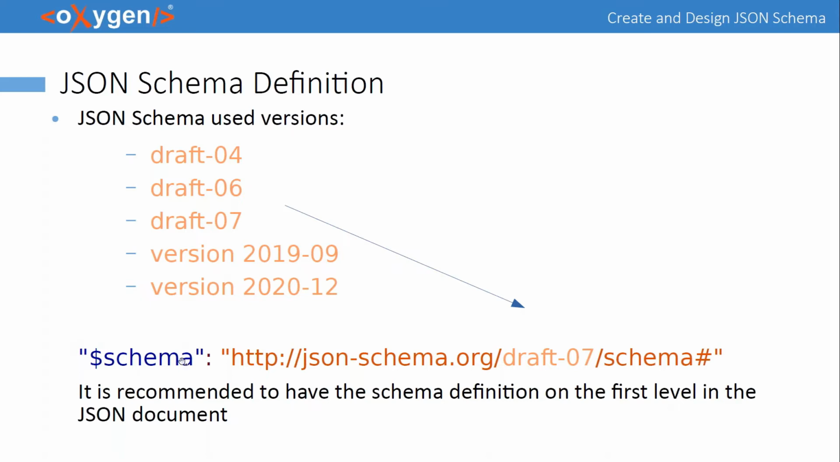So you need to add this $schema property with a value that will also add the version of the schema that you want to use. And according to this version and the declaration that you add, the tools will identify that this is a JSON schema and the version that should be used in that schema.